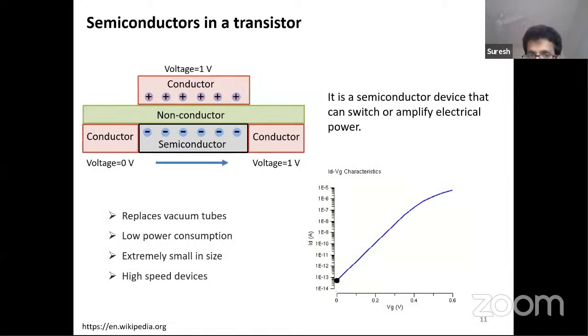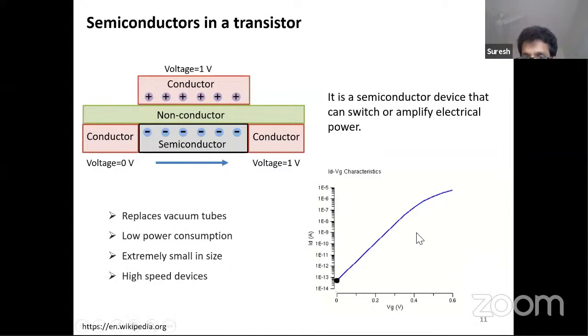These transistors actually replace the vacuum tubes, as I mentioned before, and they also have low power consumption, and they're extremely small in size if you take the nanometer technology. Currently, we have 3 nanometer technology as well. So they are extremely small in size. They are very high speed. High speed means you can tune the charge carrier flow in the gigahertz frequency range, right?